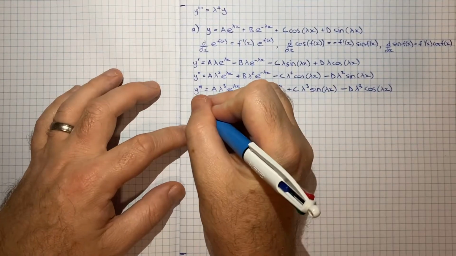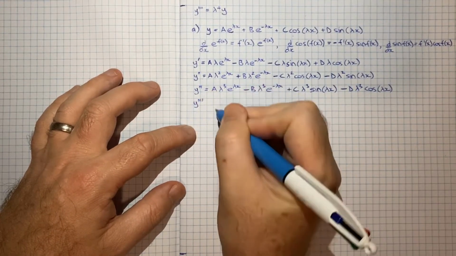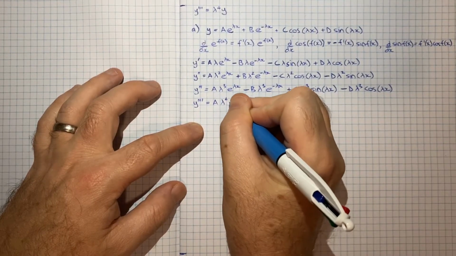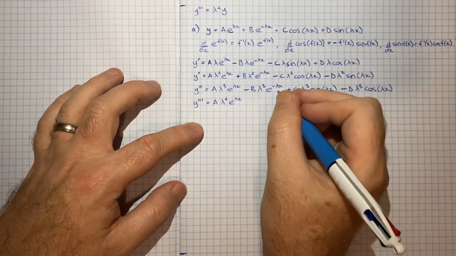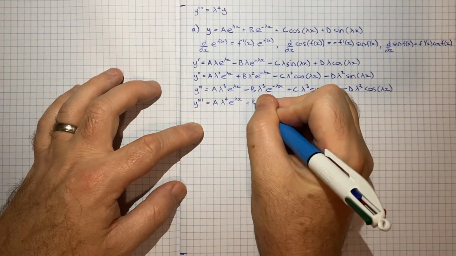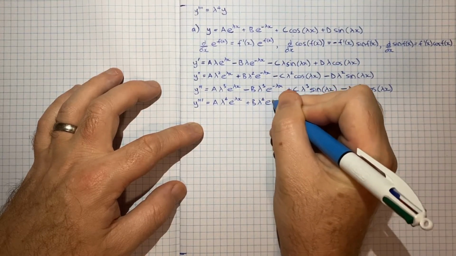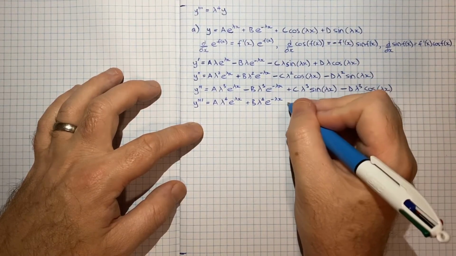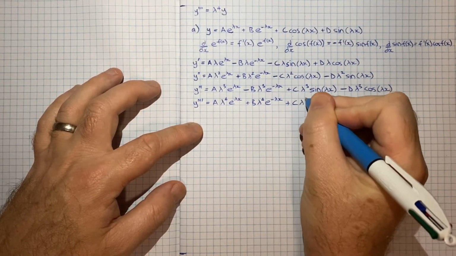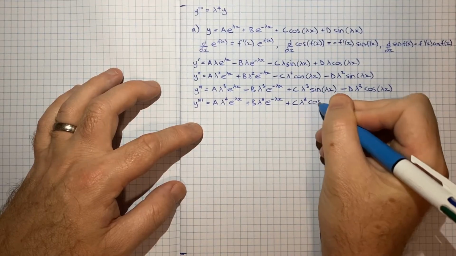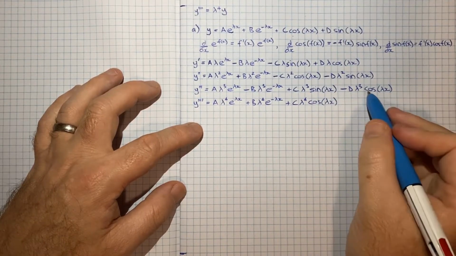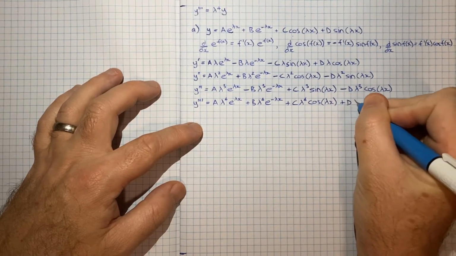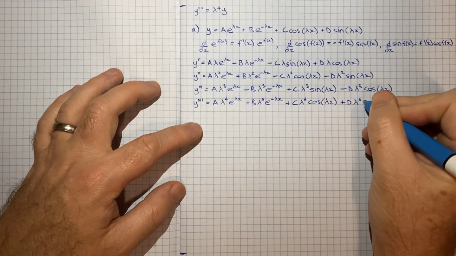Now our final one, y dash dash dash dash, will give us a lambda to the 4 e to the lambda x plus b lambda to the 4 e to the minus lambda x. Differentiating sine, we'll keep our plus c lambda to the 4 cos of lambda x. And then differentiating cos will bring a minus, so we'll end up with plus d lambda to the 4 sine of lambda x.